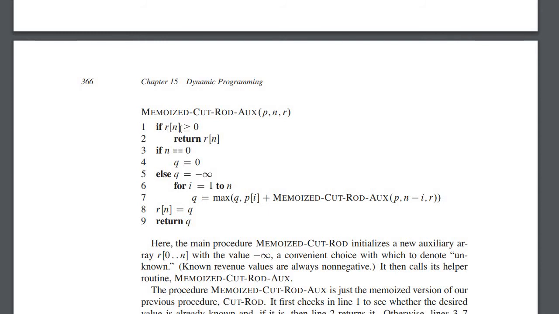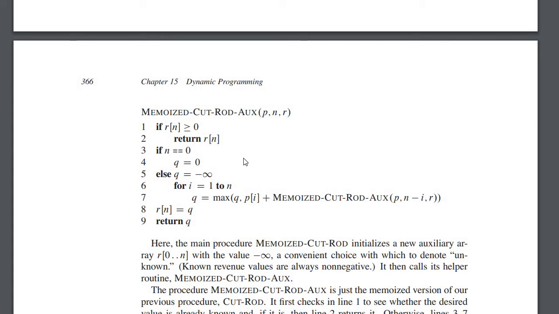of n is greater than or equal to 0, so if something is in r which is more than or equal to 0, we can say, okay, if the length of the rod is 4 and r of 4 is more than or equal to 0, that means we have already calculated the complete price for the length 4, for example. So we can return the value of r, and we don't need to recalculate the whole function. And if n is equal to 0, that means there is no rod, so q must be 0.